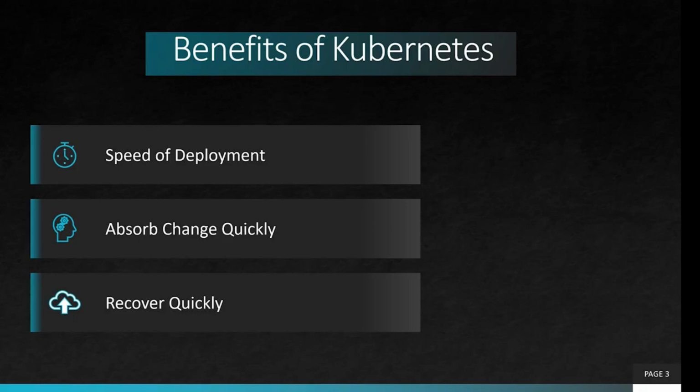Having the ability to recover quickly is another benefit. When we define our system in code, and we define that desired state, such as a collection of web servers, and we don't have that desired state anymore, meaning a web or media server crashed, then it's Kubernetes' job to redeploy that container back to the desired state.